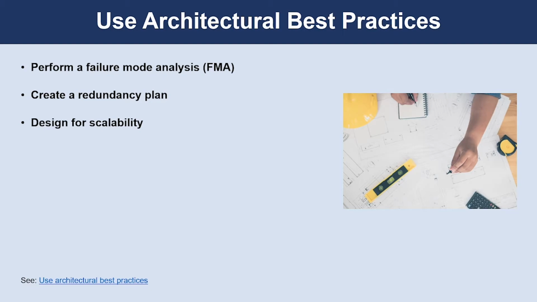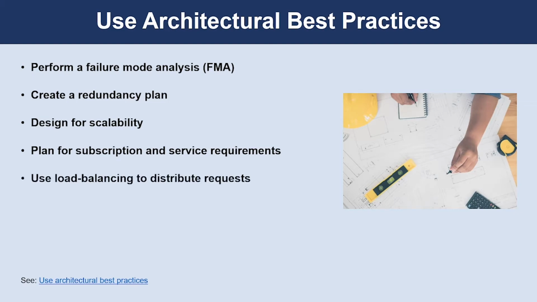And keep scaling limits in mind during design so you can expand easily in the future. Plan for subscription and service requirements. You might need additional subscriptions to provision enough resources to meet your business requirements for storage, connections, throughput, and more. Use load balancing to distribute requests. Load balancing distributes your application requests to healthy service instances by removing unhealthy instances from rotation.